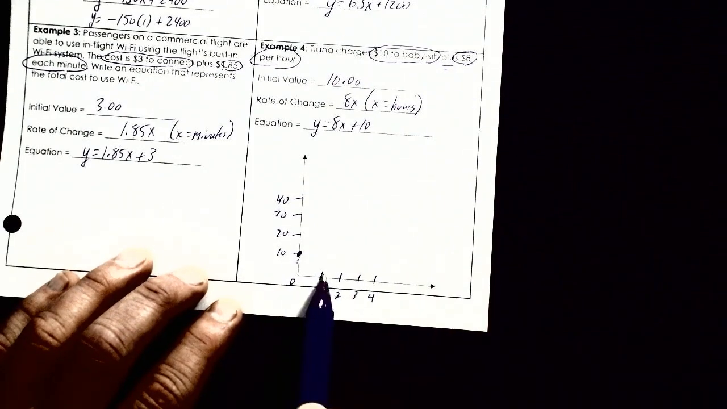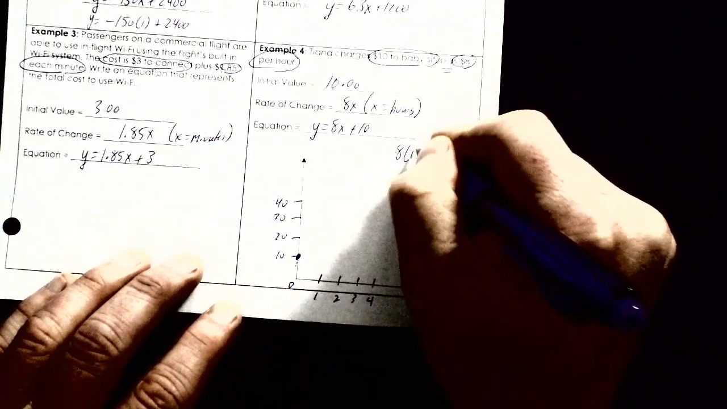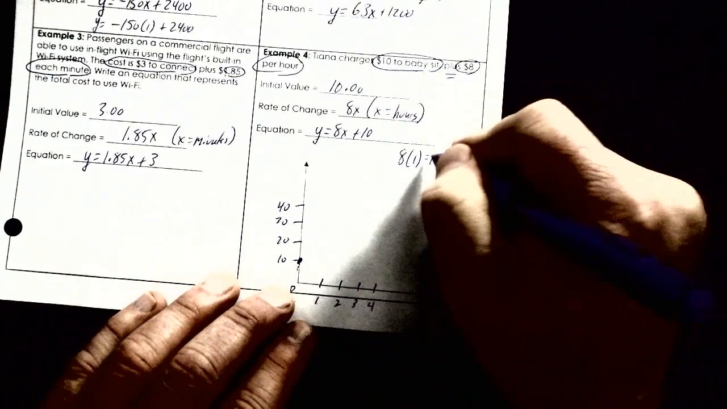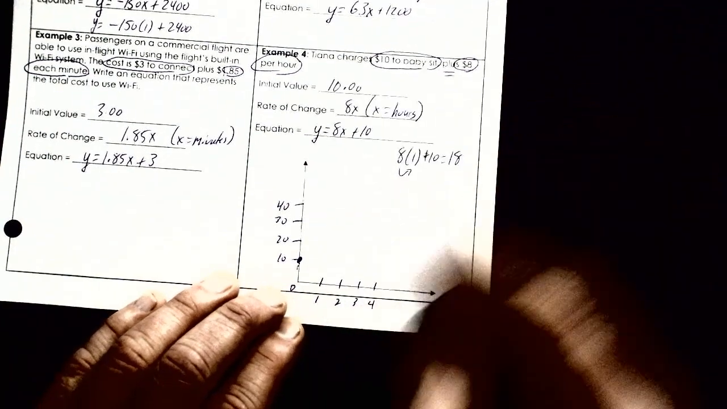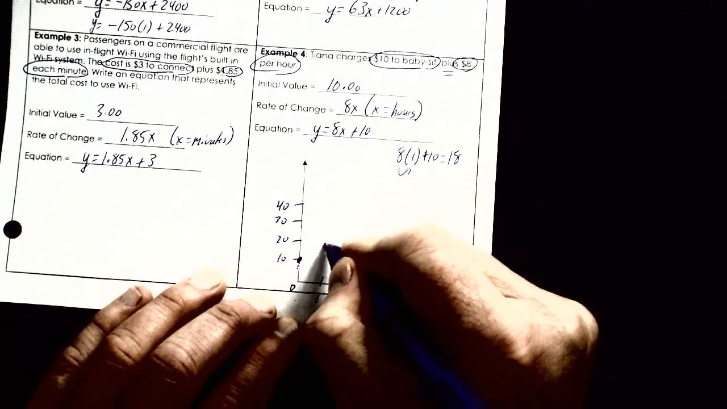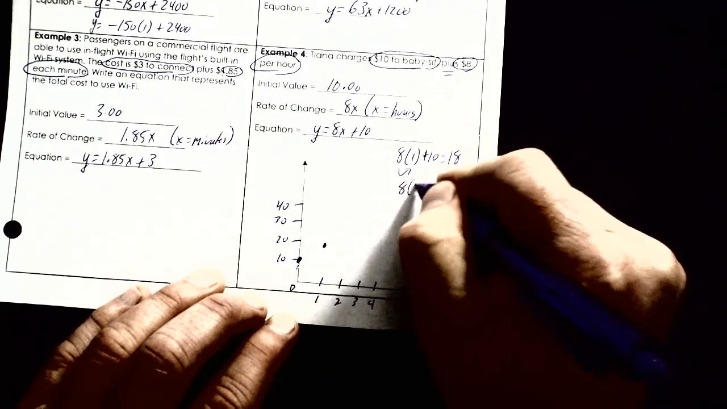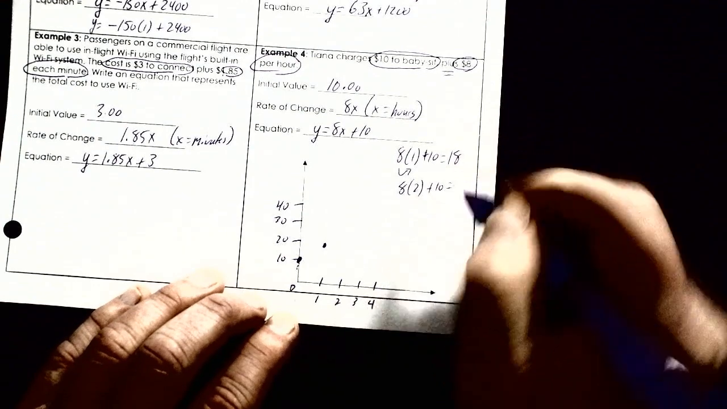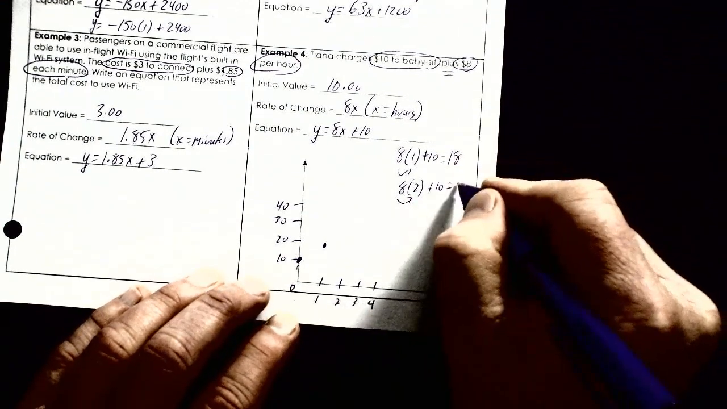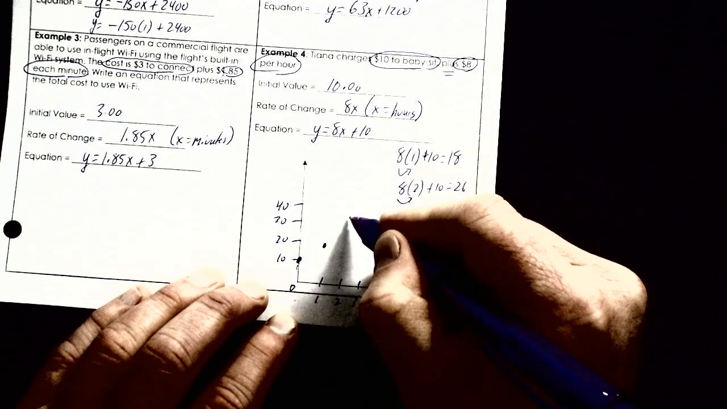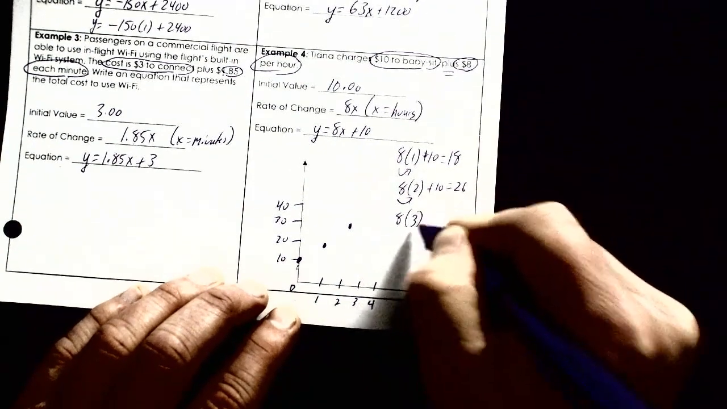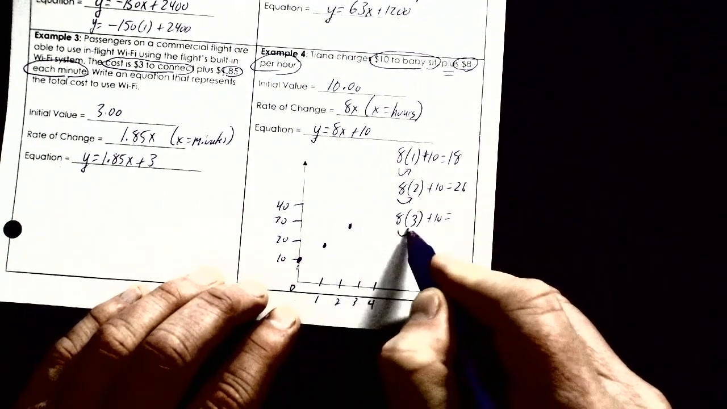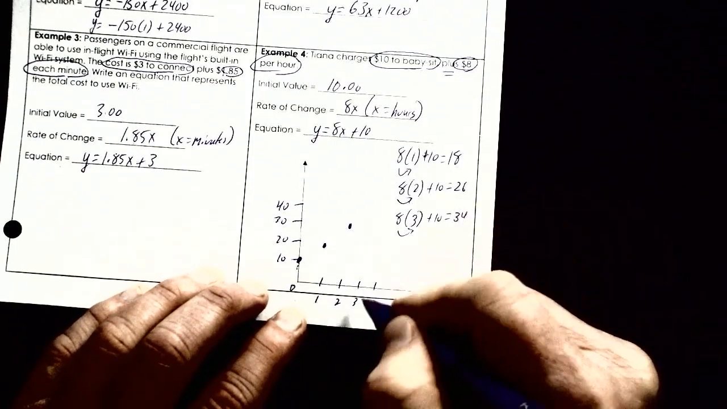For an hour, put a 1 in there. Oh, that's a plus 10. So that would be 8 plus 10 is 18. So for 1 hour is 18, so it's going to be right there. 2 hours. Put a 2 in for X. That's 16 plus 10 is 26. So 2 hours, you've got to go find 26. I would say about right there. Let's do one more. 8 times 3 hours plus 10. That's 24 plus 10 is 34. So 3 hours is going to be roughly there.